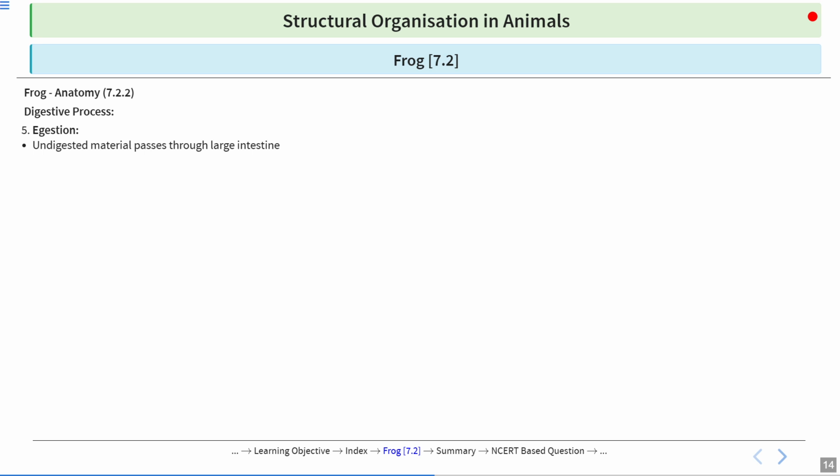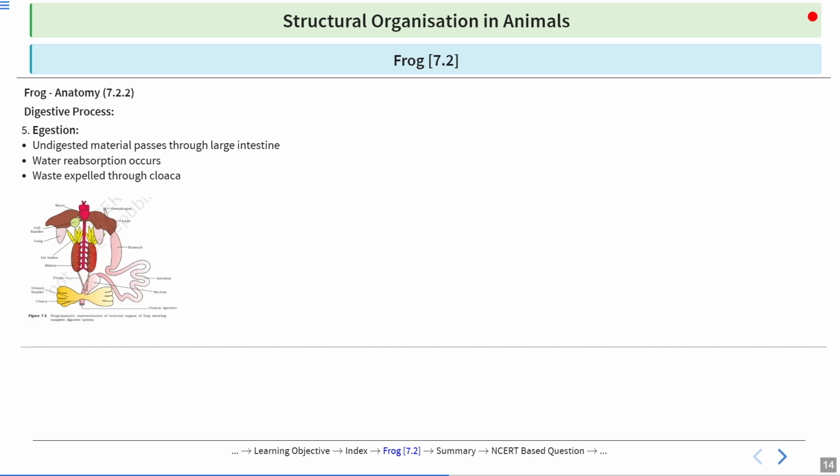Okay, coming to the egestion process, undigested food material passes through the large intestine. So what happens here in the large intestine, water is reabsorbed. Whatever water is there, it gets reabsorbed. And the waste material is expelled out from the body through a region that is called cloaca.